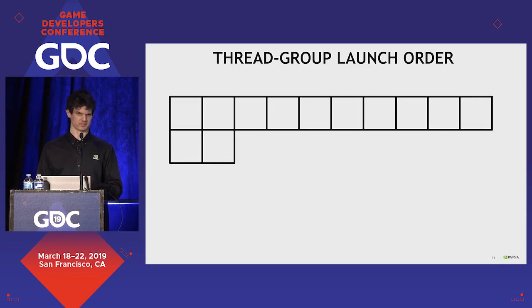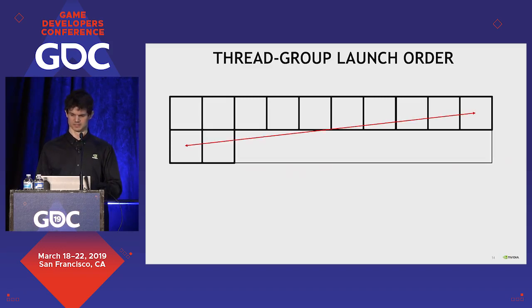The problem with doing this row-major launch order is that the distance between the last thread group on one row and the first thread group on the next row can be very high, especially as the resolution of the input texture, the 2D image, gets bigger. The distance gets very high.